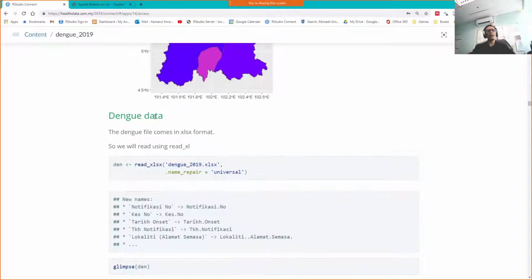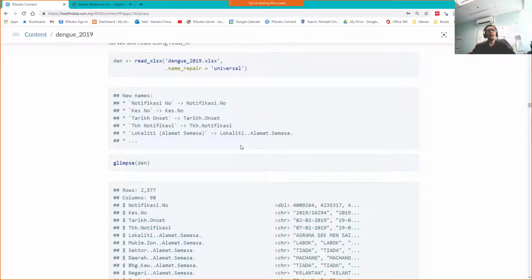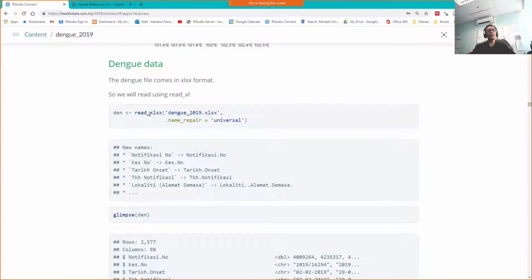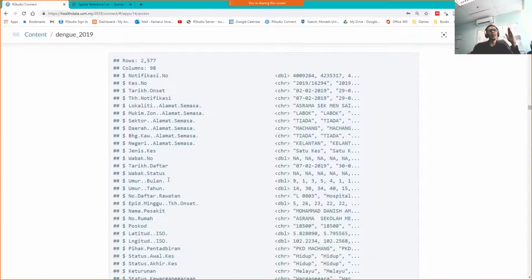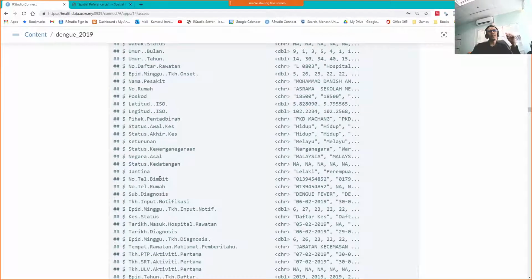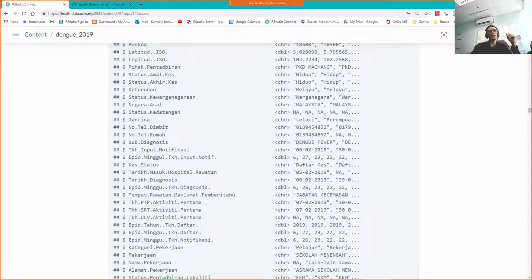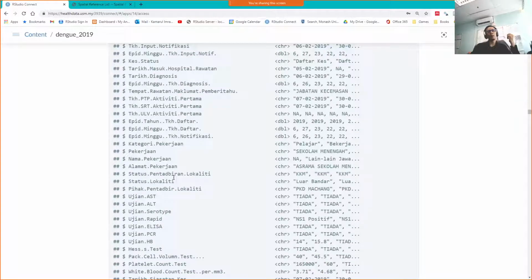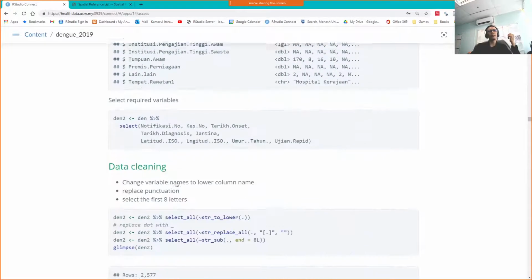And at the same time I have dengue data from vector KB. I need to use the function read_xlsx because this data comes in Excel format. I also need to use name repair because the variable names are so long. I use name repair to harmonize the variable names. Some have dots, which means there are spaces in the variable names, so it makes the variable names very dirty.